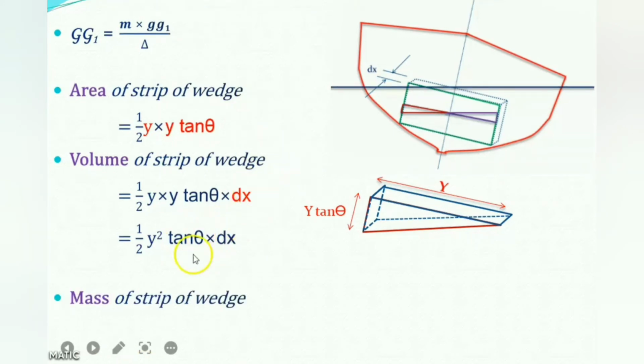Now, how much will be the mass of liquid contained in that small strip? We will simply multiply this volume with the density of liquid which is being contained inside, the density being rho here.